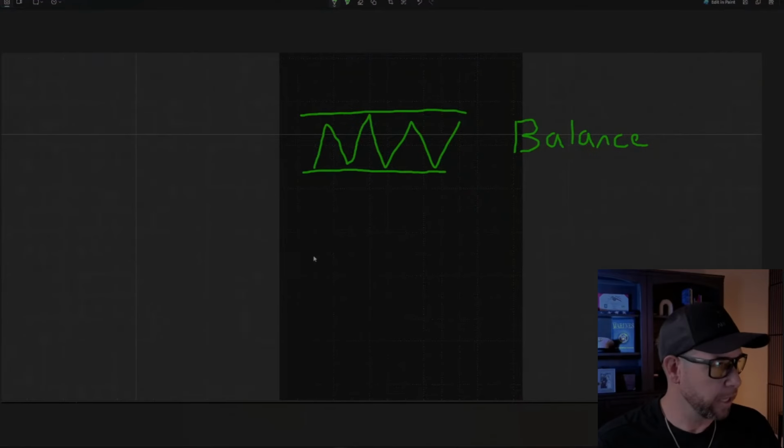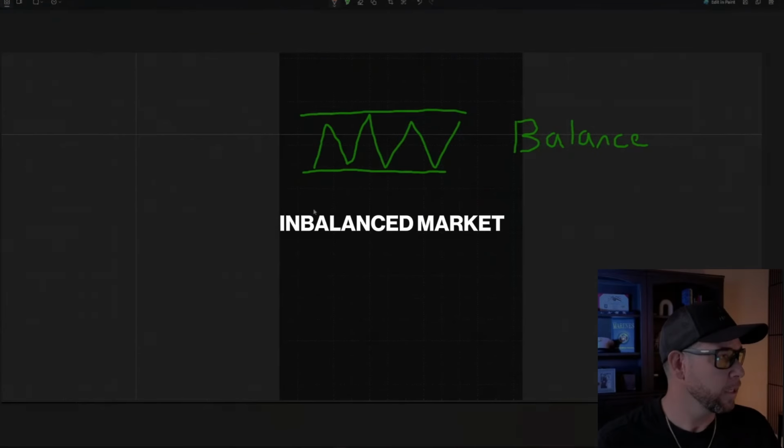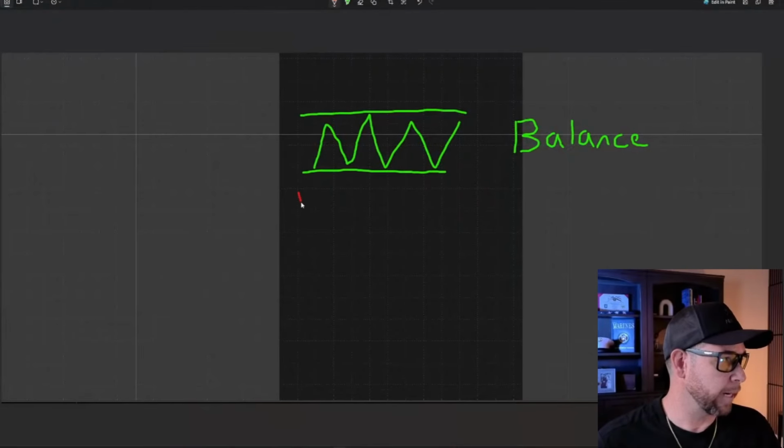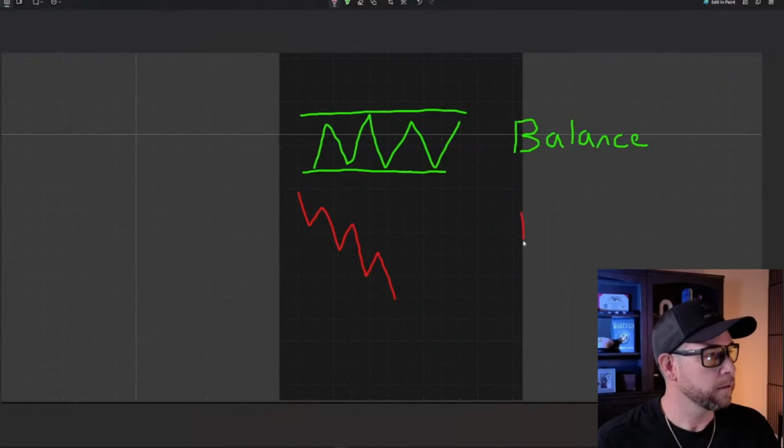Now, the other two things is when the market is imbalanced, right? When the market is imbalanced, we could be making bear flag conditions, right? Where we're downtrending, right? That would be an imbalanced market condition.